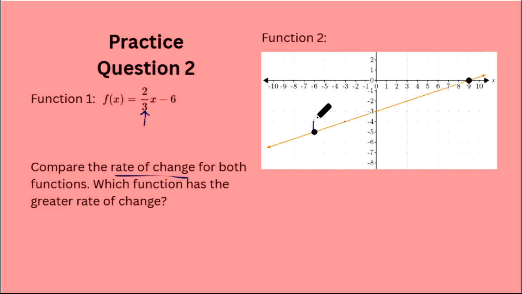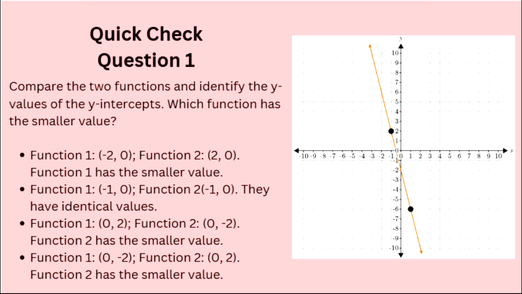We're rising 1 and we're running 1, 2, 3. So this rate of change is 1/3. Which one is greater? Function 1. This is quick check question 1.